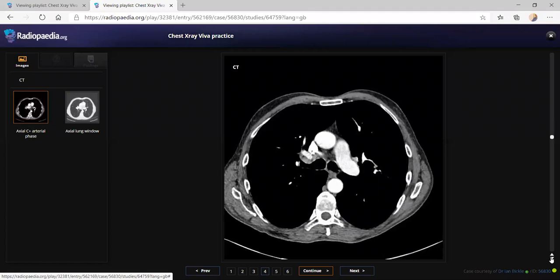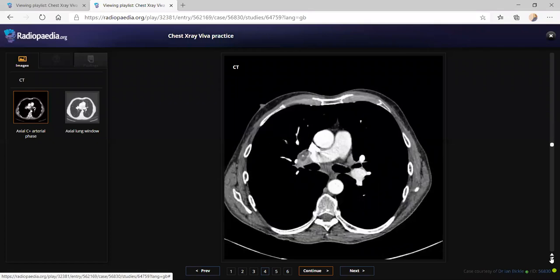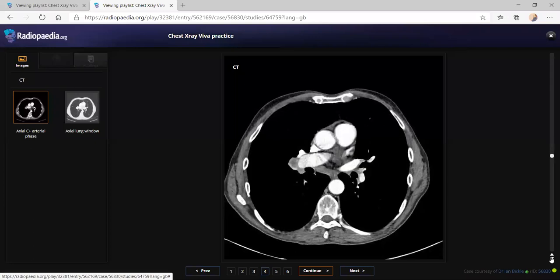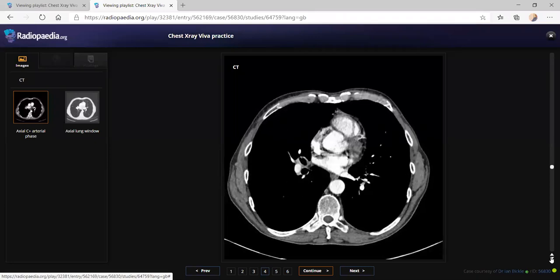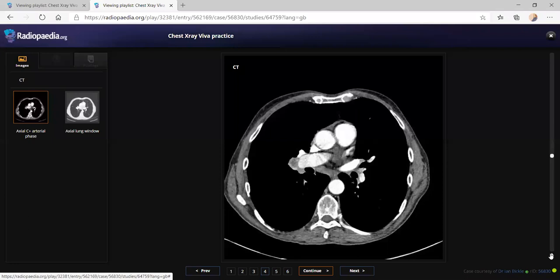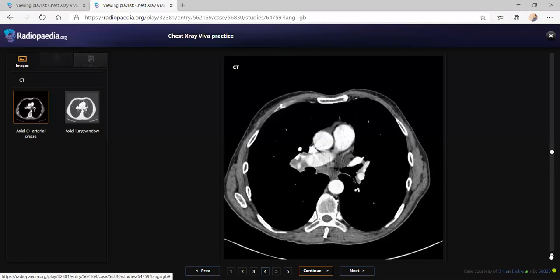So this is the contrast enhanced CT chest examination. I can see there are bilateral hilar lymph node enlargement, and I'm just struggling with this mouse basically. So these are hilar lymph nodes which are enlarged.